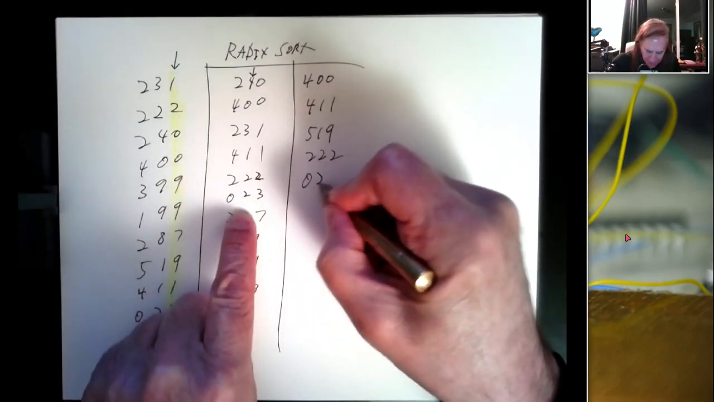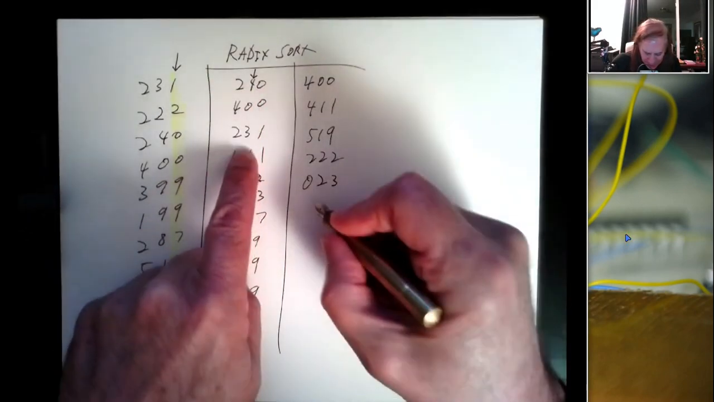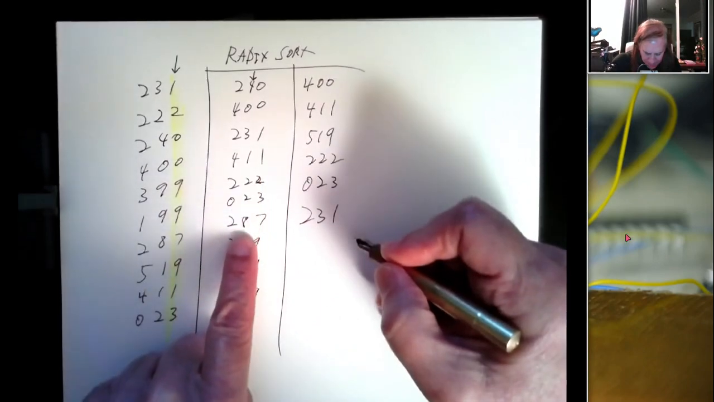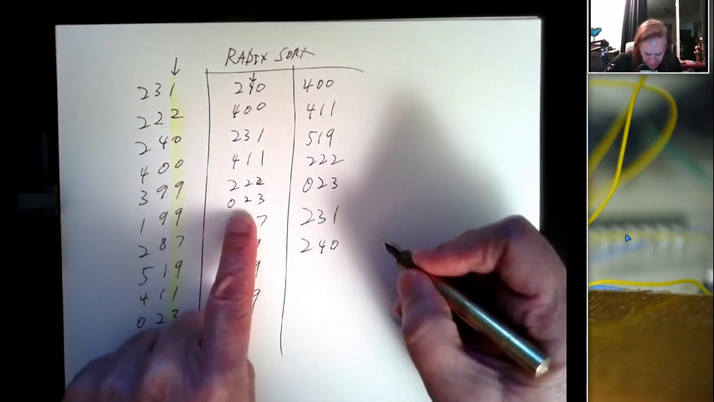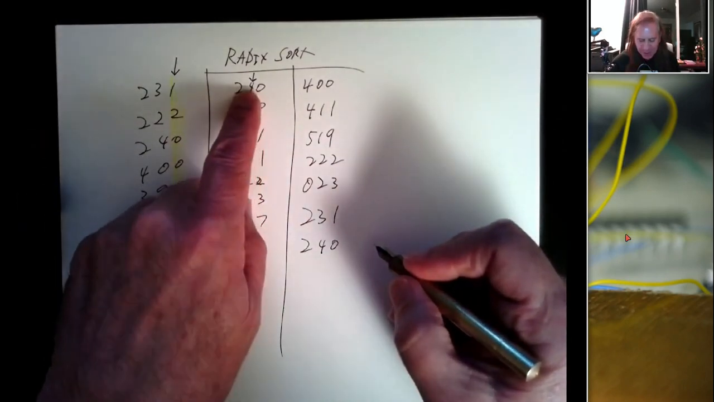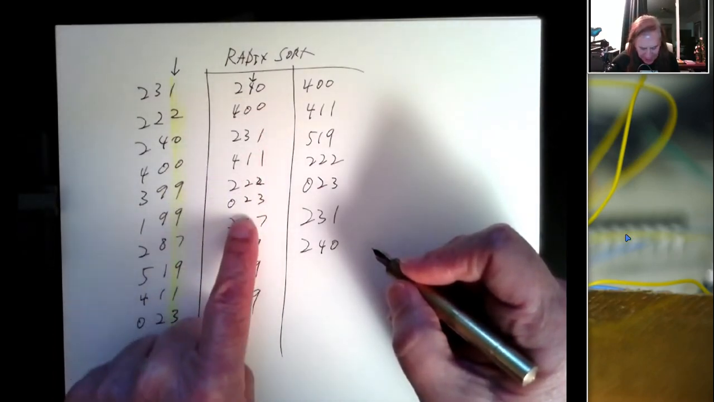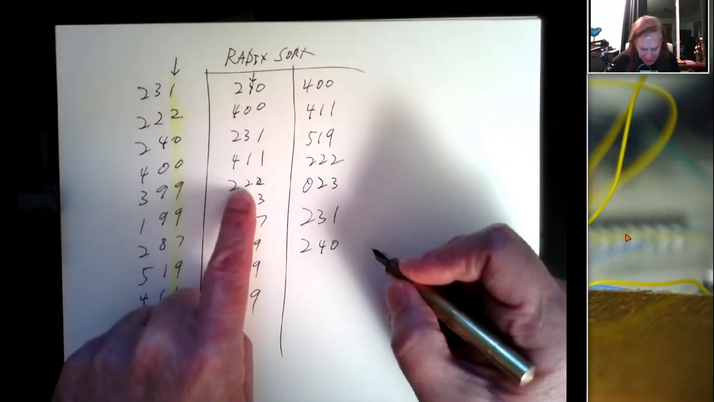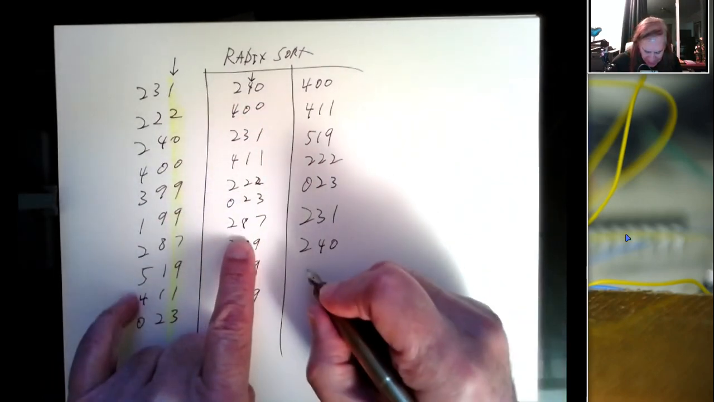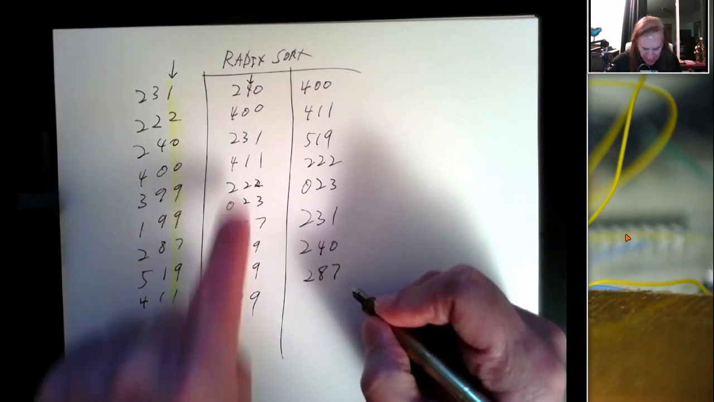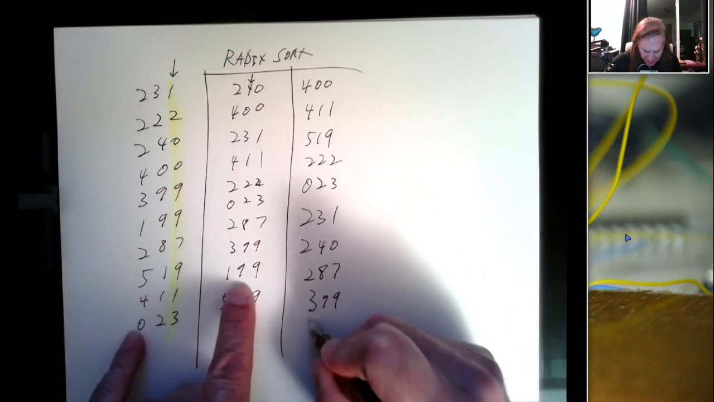Anything with a 2, 222, 023. Alright, anything with a 3, there's a 231. Anything with a 4, there's a 240. Right, so I'm just looking at this middle digit, looking for anything that has a 5 in that middle position. Anything with a 6. Anything with a 7. Anything with an 8, and there's a 287. And then finally anything with a 9 in that middle position. There's a 399. And there's a 199.